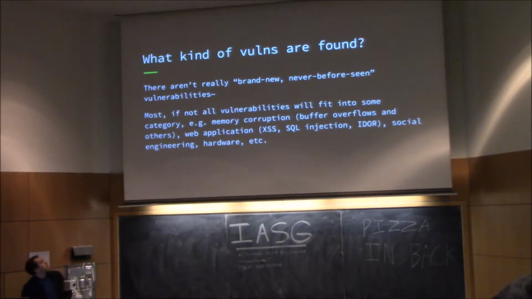You've got things like memory corruption vulnerabilities, so that's like buffer overflows, use after frees, stuff like that. You've got web application vulns, so cross-site scripting, SQL injection, insecure direct object references, and even stuff like social engineering. All the things you might find are going to fit into one or more of these categories. It's not really strictly defined, but there aren't really any new types of vulnerabilities that I can think of at least, so they're all going to fit in one of those.